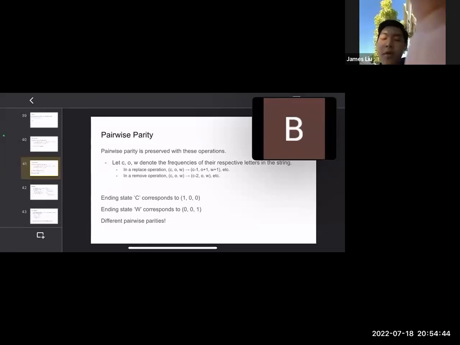So how does this observation lend itself to the final solution, right? How do we use this in our algorithm?